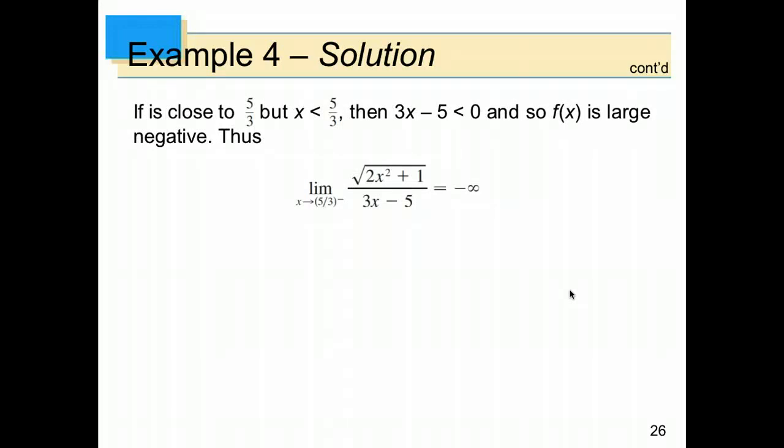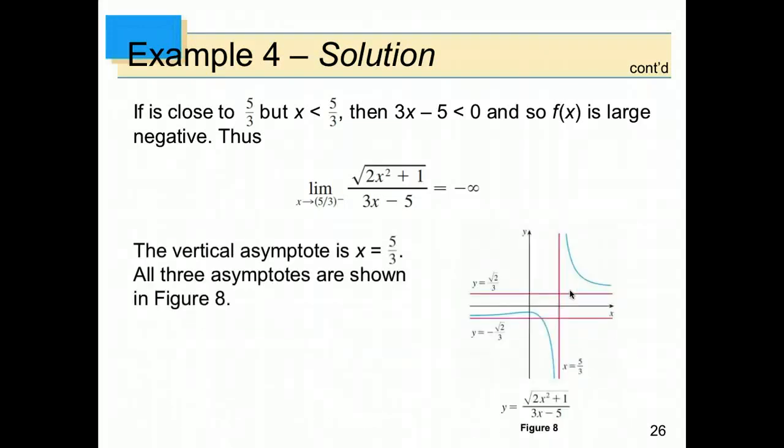Now, if x is close to 5/3 but x is less than 5/3, then 3x minus 5 is less than 0. So f of x is large negative. So we get the limit as x approaches 5/3 from the left of root 2x squared plus 1 over 3x minus 5 is negative infinity. So on the left-hand side, it's going to negative infinity, but on the right-hand side, it's going to positive infinity.